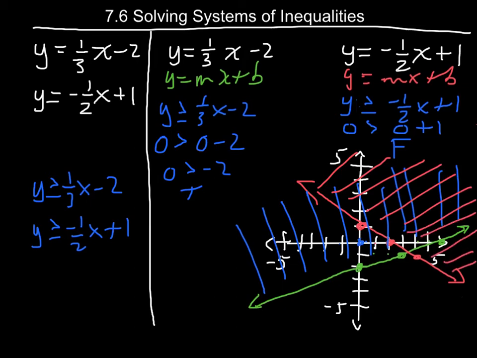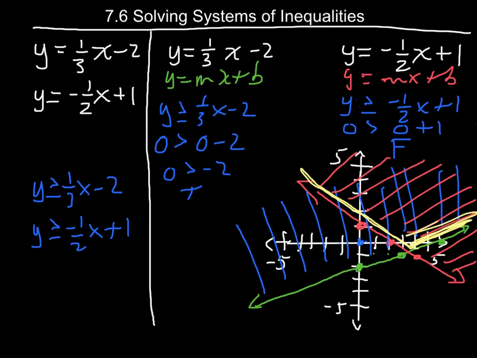Now, the solution to this system of inequalities is where the double shaded region is. This is the solution right here. So the solution is, let me get a decent color here, above the green and to the right of the red.